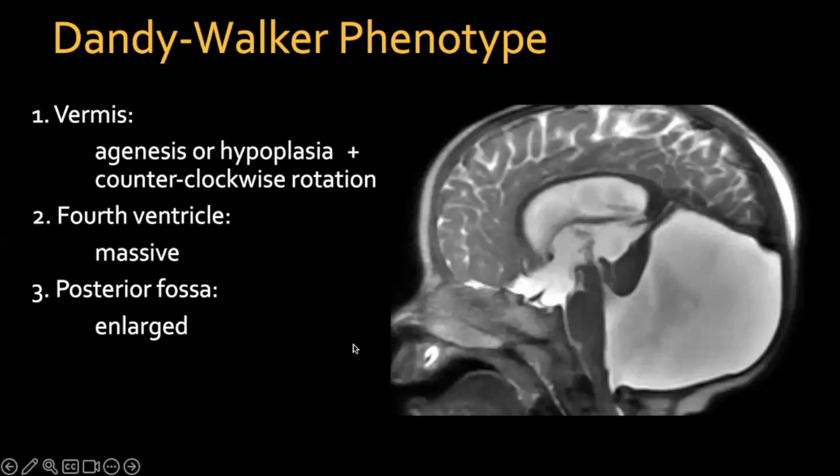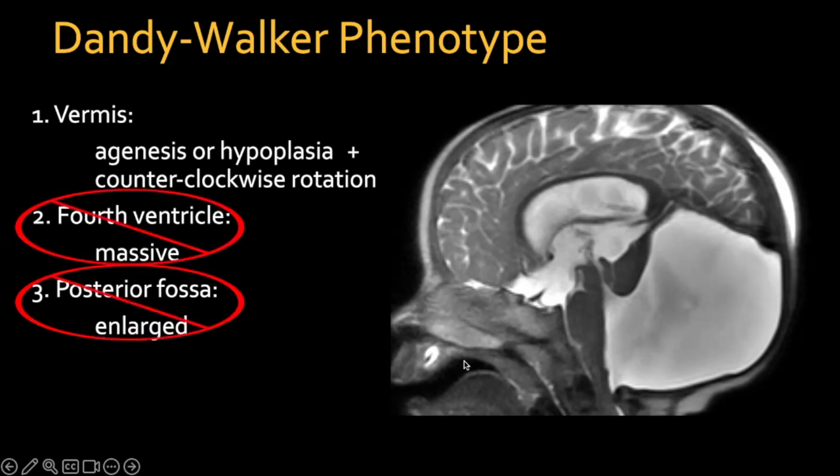So we all learned originally that the Dandy-Walker phenotype is agenesis or hypogenesis of the vermis with counterclockwise rotation, a massive fourth ventricle, and a very enlarged posterior fossa malformation with especially torcular elevation. But the latter two have since been abandoned as diagnostic criteria, as these are quite variable, not entirely sensitive or specific, and really just represent the degree to which CSF is getting out of the fourth ventricle or lack thereof.